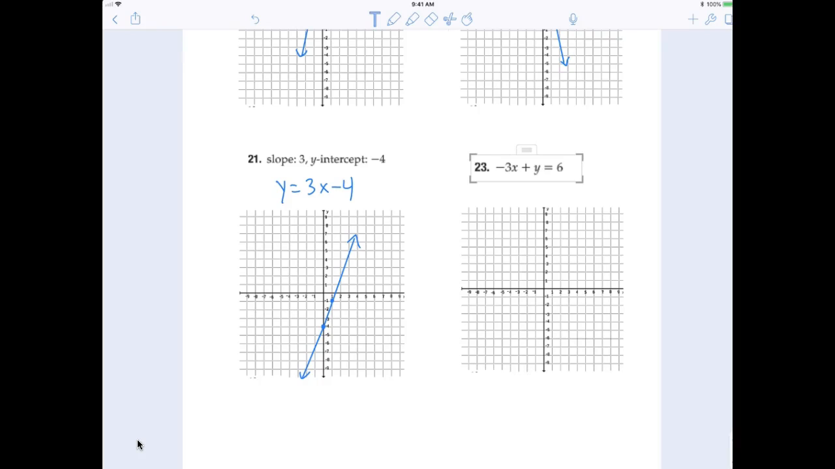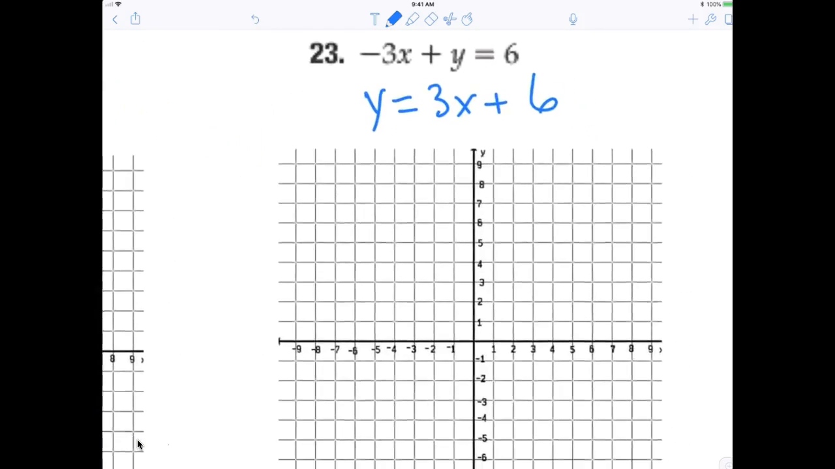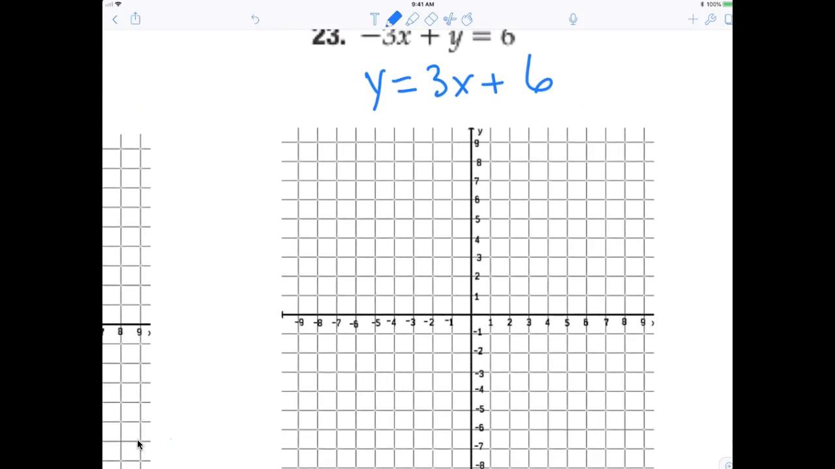So would this be y equals 6 plus 3x? How about we put the x in front of the 6? Okay, so it would be 3x plus 6. So would you go up 3? Up what? 6. Why do I go up 6? Because it's plus 6. That's right, because that's the y-intercept.